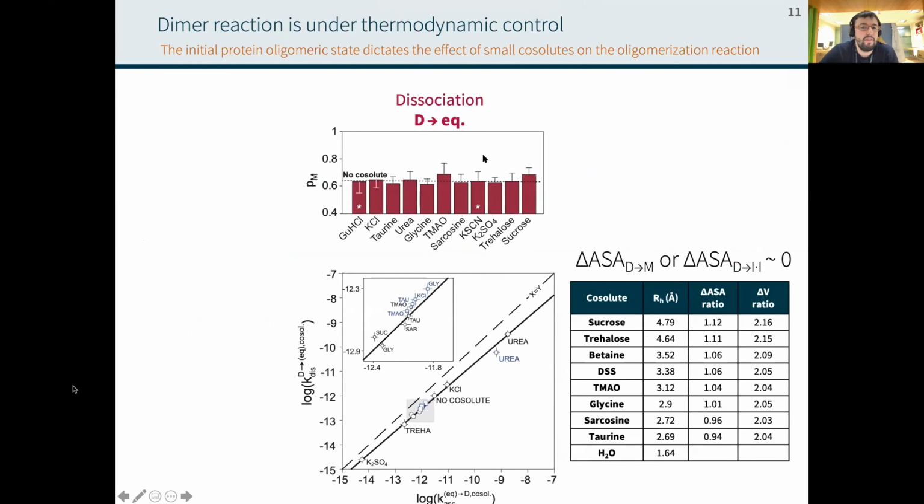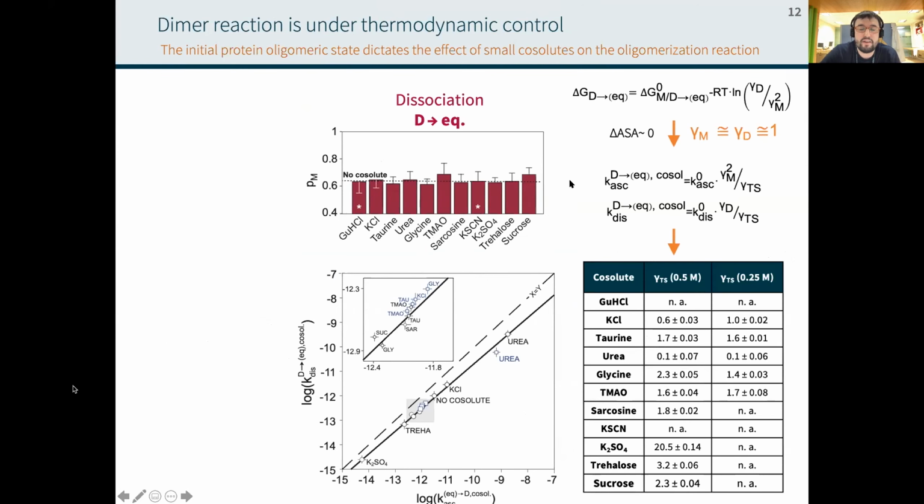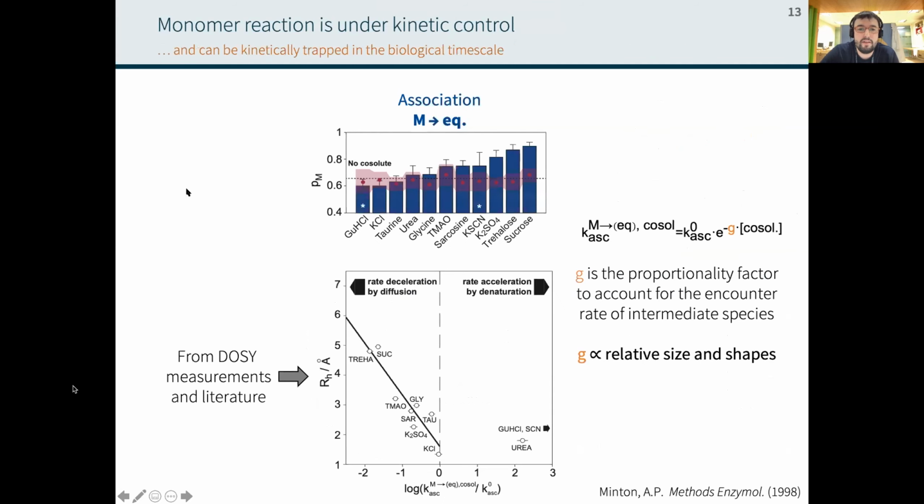So as I was saying, for the dissociation reaction, where you go from dimer to equilibrium, the final populations are the same as in the standard conditions, meaning in the absence of cosolutes. And this can be explained by the small difference in surface accessible area. So you could assume that the activity coefficients for the monomer and dimer are close to 1. And from there, you can extract the activity coefficients for the transition state. And then you can have a rationale for how the different cosolutes are acting. So I think we will have plenty of time to discuss it in the breakout room.